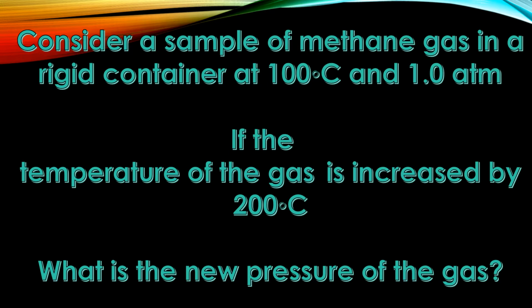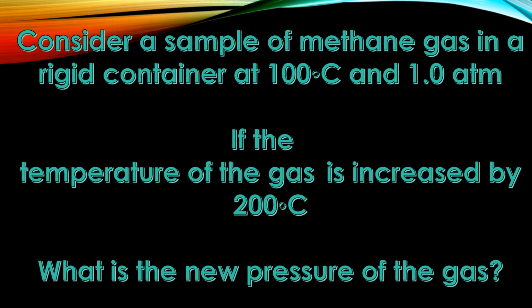Consider a sample of methane gas in a rigid container at 100 degrees Celsius and at 1 atmosphere. If the temperature of the gas is increased by 200 degrees Celsius, what is the new pressure of the gas? So let us start by looking at the question.